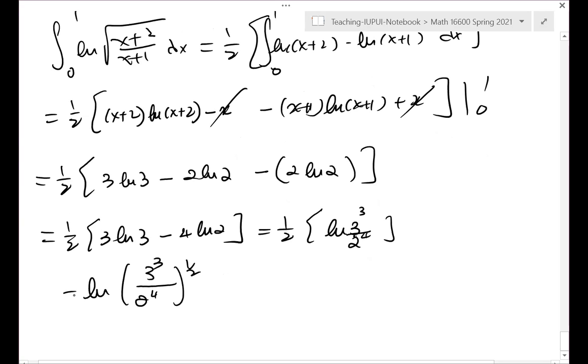Again, let's simplify a little bit. So that'll be natural log of 27 over 16. Okay, so that is the answer, the exact value.